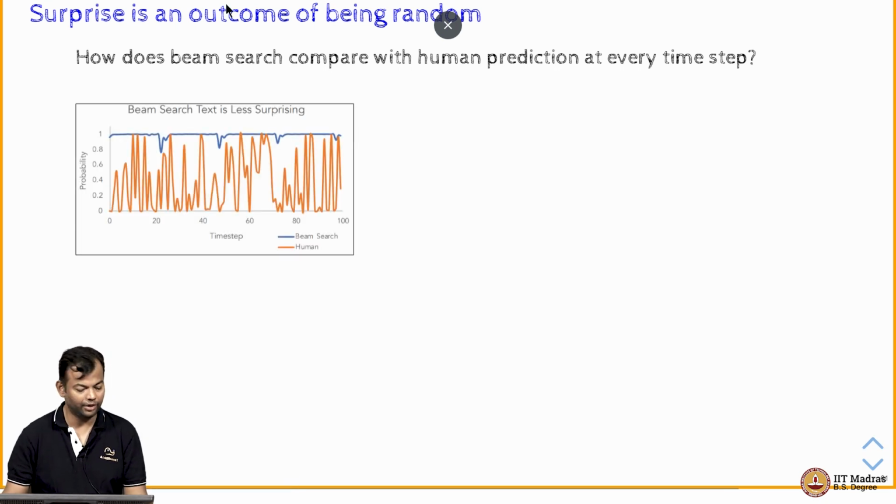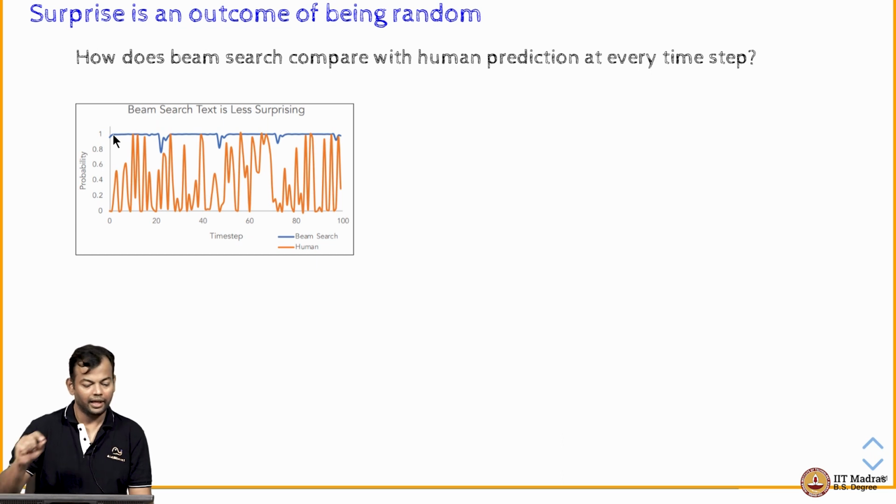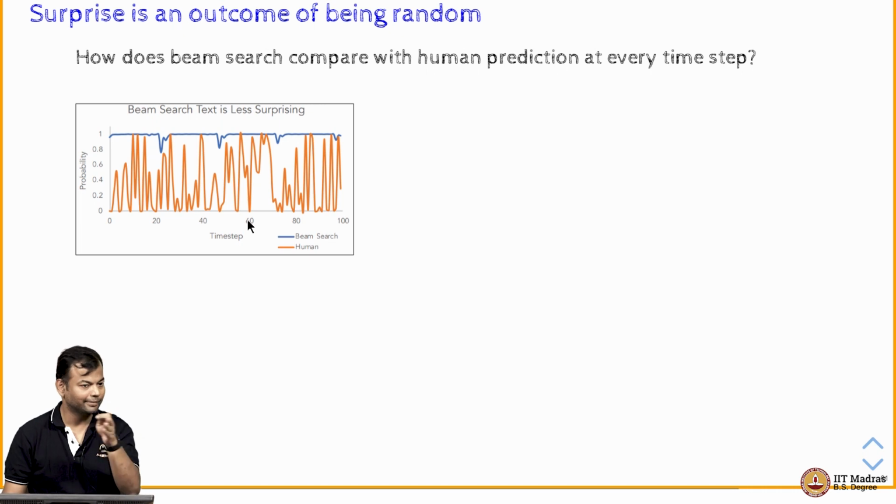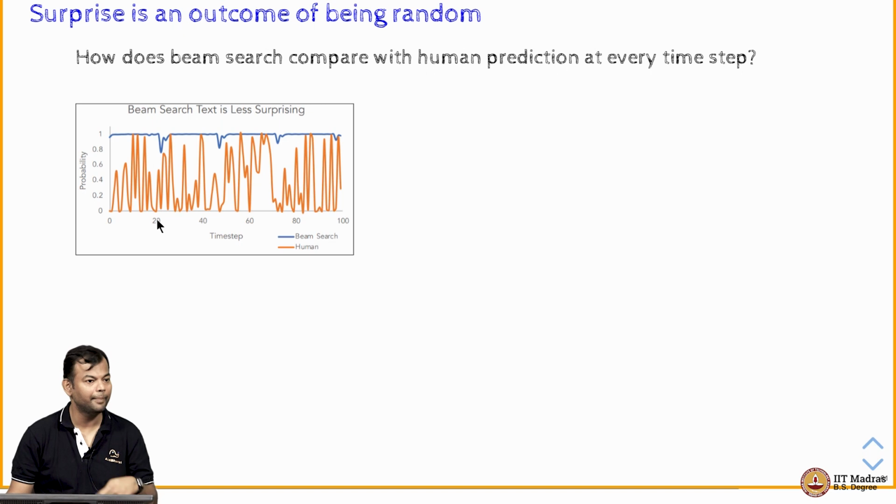Now, what this study shows is that beam search tries to produce very little surprise because it will produce words which have a very high probability. That is what you are seeing here, all of these are close to 1. But if you ask humans to continue a sequence, "once upon a time there was a king", you and I will continue it in very different ways. So, there will be a lot of surprise, we may put in words which have very, very low probability.